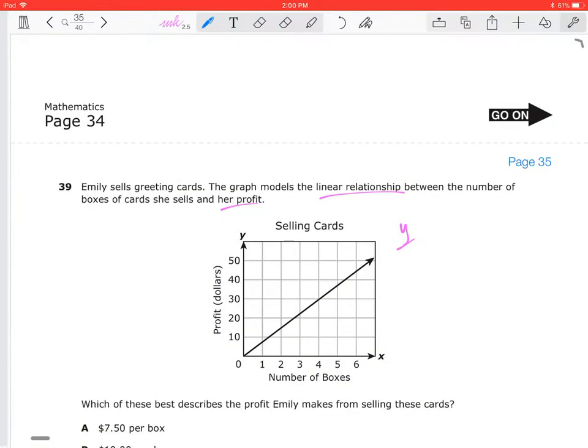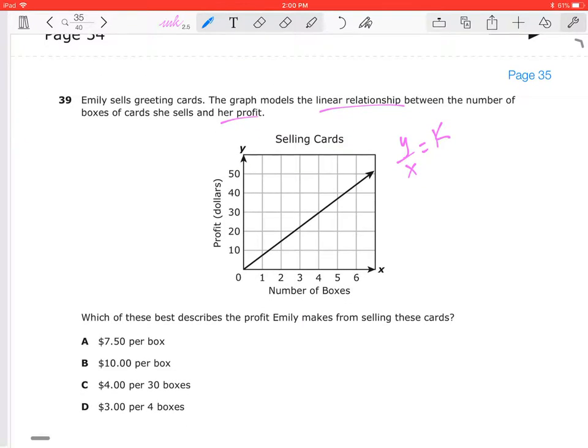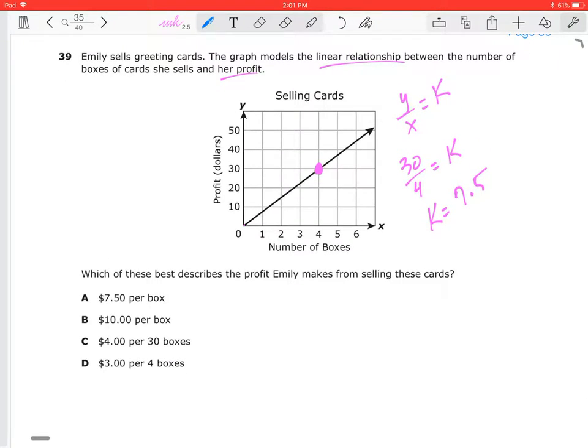So y over x, or k, is equal to our value. So whatever she sells is going to end up getting multiplied by that k value. So if I were to talk about solving for this, I'm going to pick two perfect points. There's a point here and there's a point there. So I know that when she sells 4, our y is 30, and our x is 4. So I'm going to take 30 and divide it by 4, which means k is equal to 7.5.